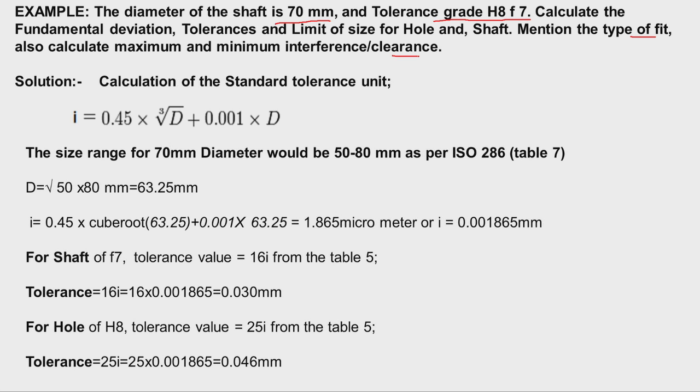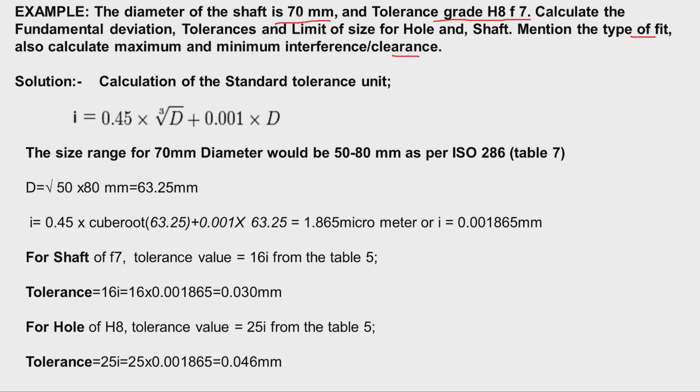Depending upon the fit obtained, we have to mention the maximum and minimum amount of interference or clearance. Now the solution is given here. Calculation of standard tolerance unit. So we can use this equation i is equal to 0.45 times cube root of D plus 0.001 times D, where D is the mean diameter.